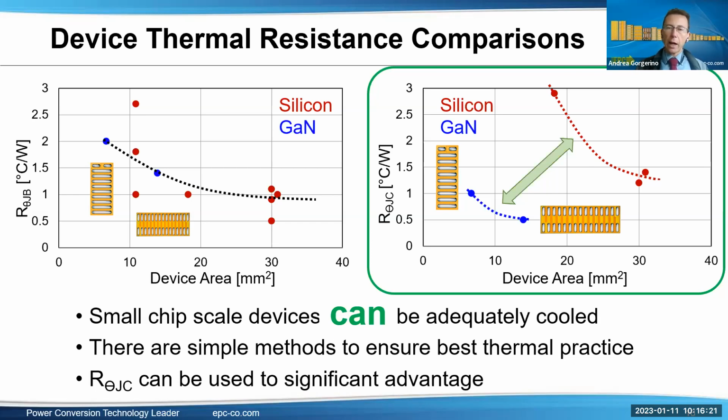However, if we look at the right-hand side chart, this is the junction to what we call case, which is basically the top of the device. And here, for the same area, the GaN device really shows a much lower thermal resistance. And that's because with our packages, you have almost direct access to where the heat is being dissipated. And this really allows designers to extract heat from these very small devices very effectively, which leads to these very high power density designs.